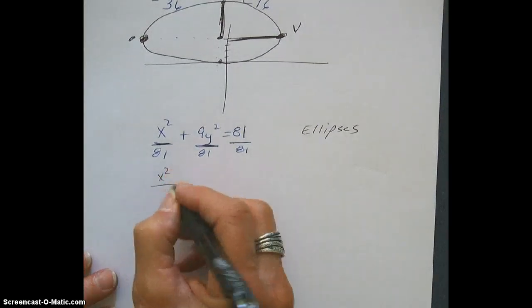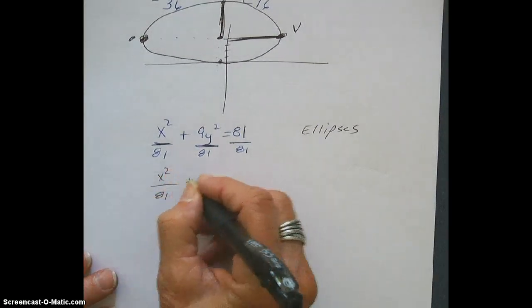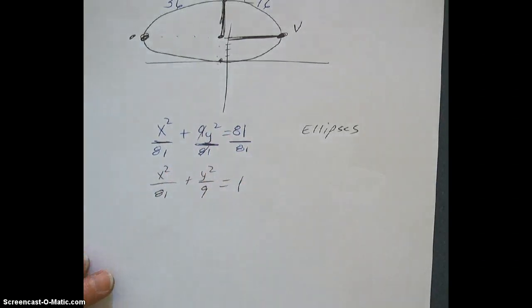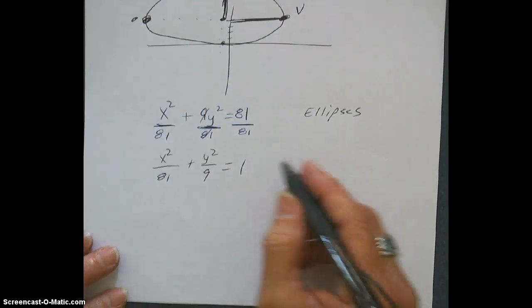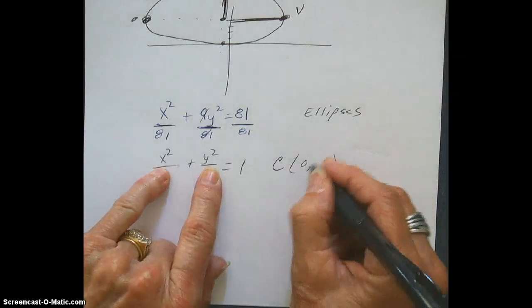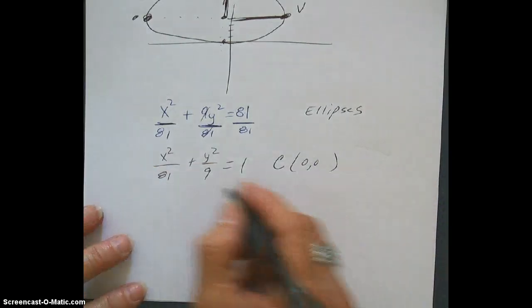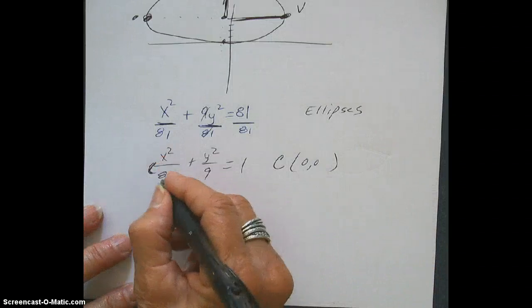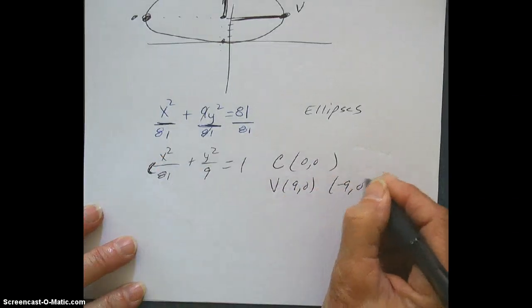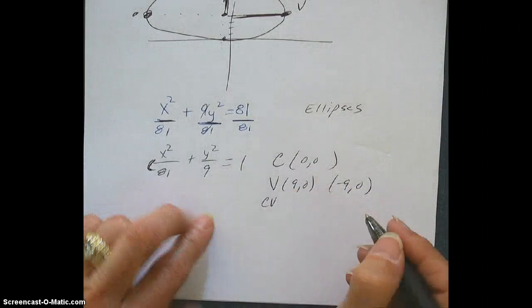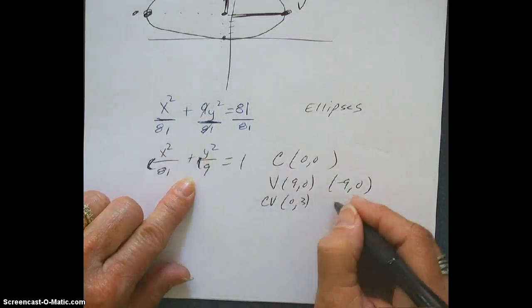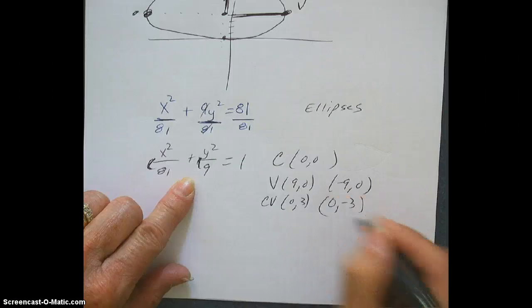So we'll have x squared over 81. 9 goes into 81 exactly 9 times, equal to 1. Now notice that our center doesn't have any points, so it'd be just 0, 0. We're going to move in the x direction 9, so the vertices will be at 9, 0, and negative 9, 0. The co-vertices are the smaller. It moves in the y direction, so we'll get a 0, 3, and a 0, negative 3.